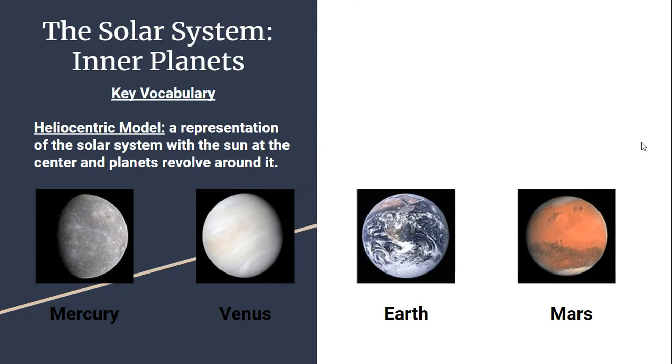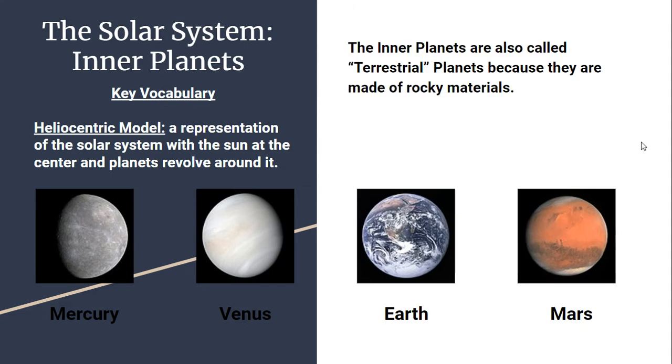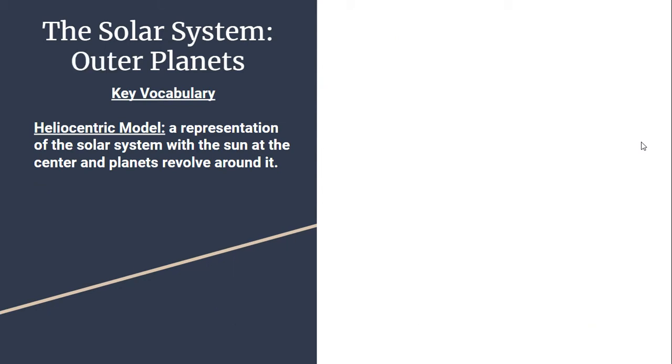These planets are sometimes referred to as terrestrial planets because they're made out of rocky materials. Terra is a root word that means earth or rock or dirt. So terrestrial means rocky planets.